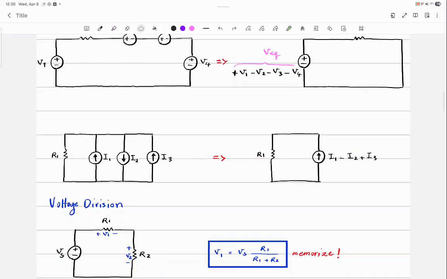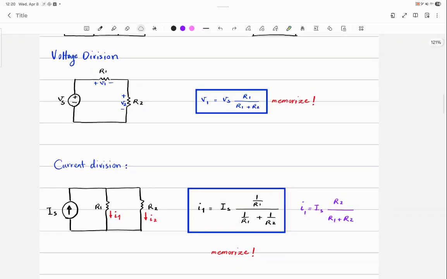For current sources that are in parallel, you can also add them. That's usually much easier. You decide on the direction of your choice for the equivalent one, and then see which ones are exactly in that direction and which ones are not, and decide on the positive and negative sign.